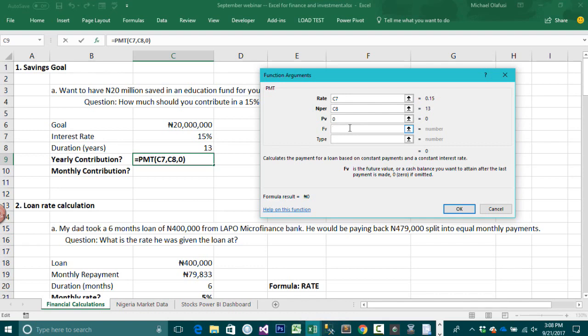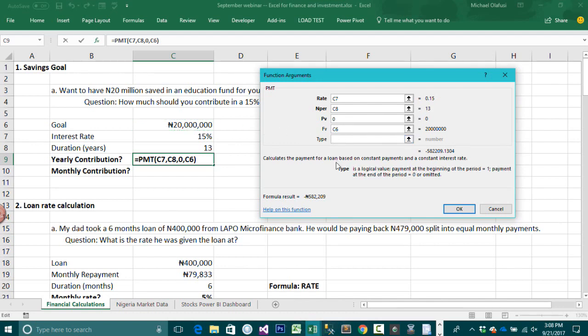So what is the future goal? How much do you want to have at the end of the period? And that is what our goal is, right? So we want to have 20 million naira at the end of the whole period. So I'm going to pick it, but something will happen which I will show us how to correct. So I'll pick this as the future goal, and then you have type.